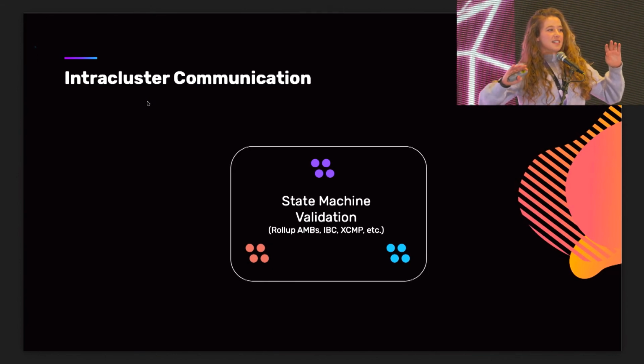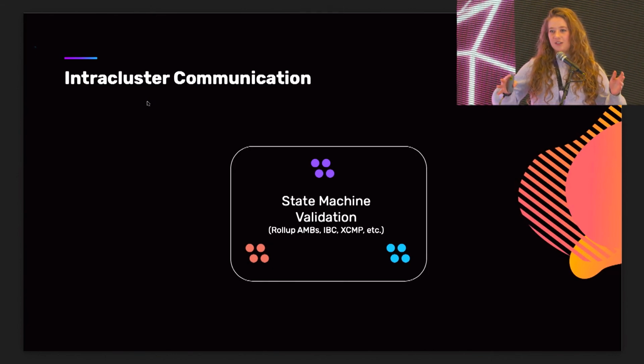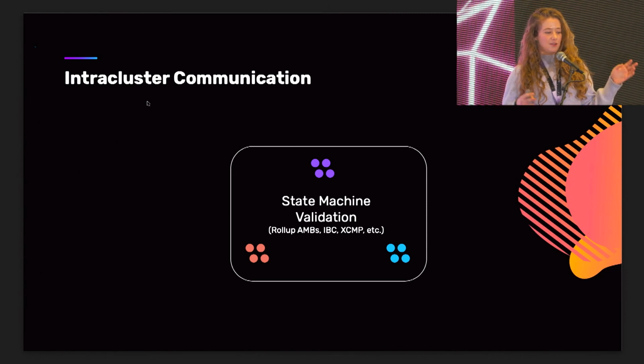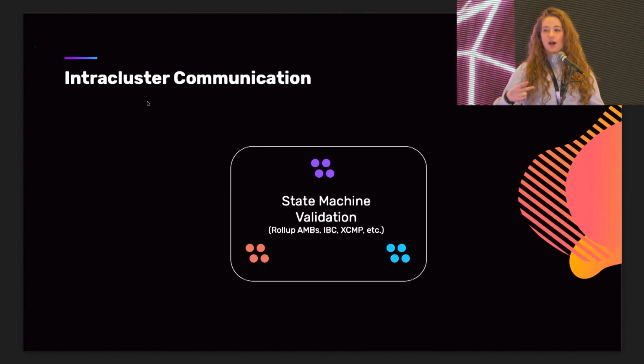So what does that look like, and how can I use modular interoperability to get there? First, you have to understand intracluster communication, and this is communication for all of the domains within a system that can verify each other's state machines. So like rollup AMBs, or IBC on Cosmos, or XCMP on Polkadot. These are all very secure messaging systems, and they allow interoperability within a single cluster.